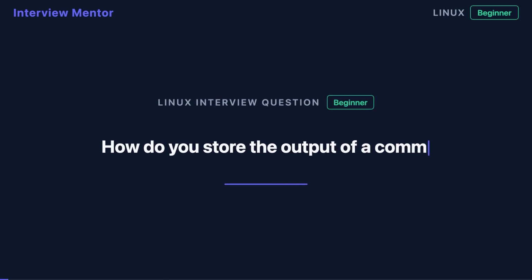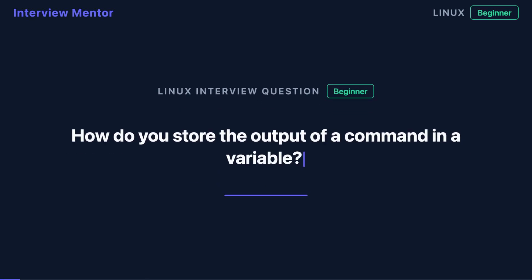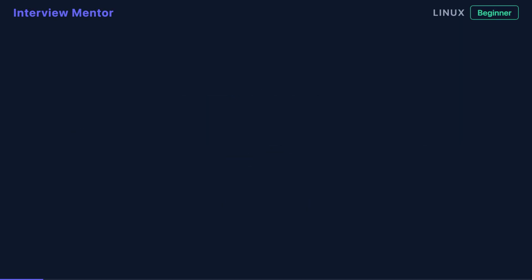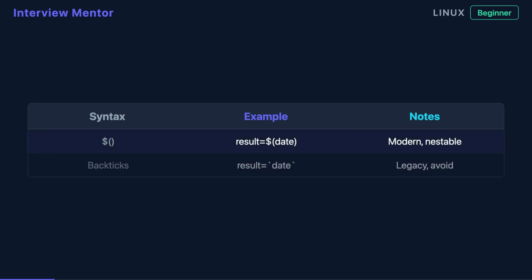Ever wished you could save a command's output to a variable? Here's how. And the one mistake that breaks it every time. In Bash, capturing command output is called command substitution.